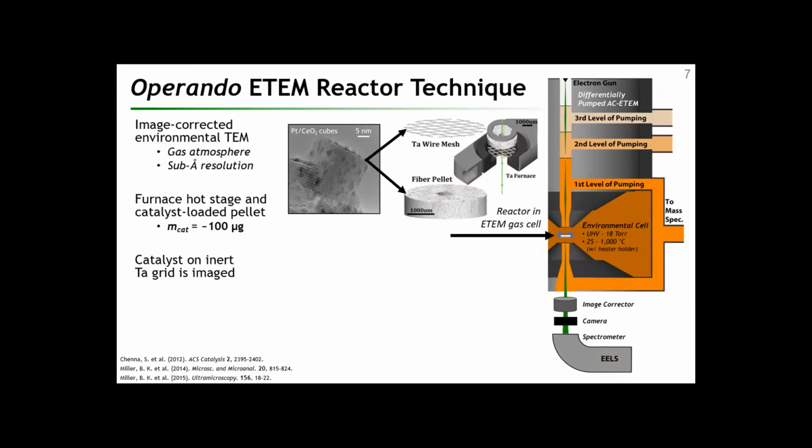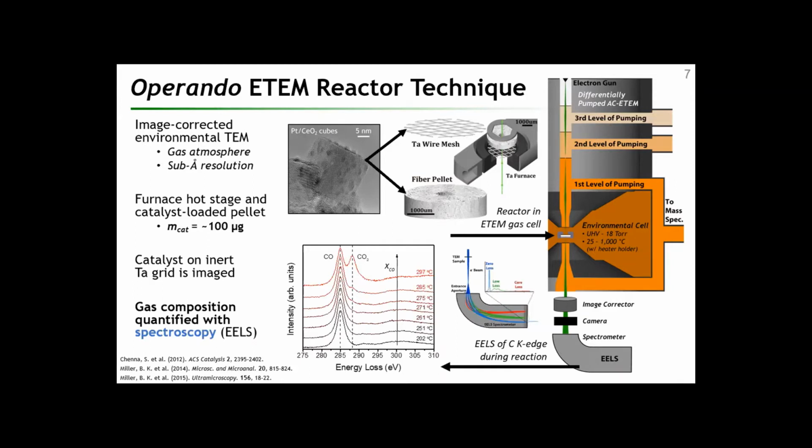The way that we detect the products under catalytic conditions is that we can use the electron beam that we use for imaging to also probe the composition of the gas using electron energy loss spectroscopy. This is essentially a method for looking at chemical signatures in the TEM. Here I'm showing that under increasing temperature, the carbon monoxide that we emit into the cell is getting converted into carbon dioxide. So this tells us that the catalyst is active.